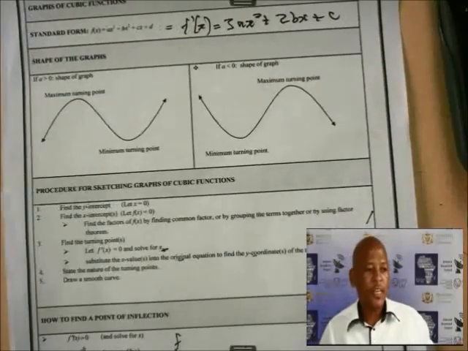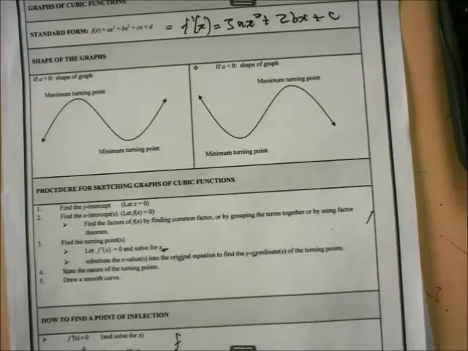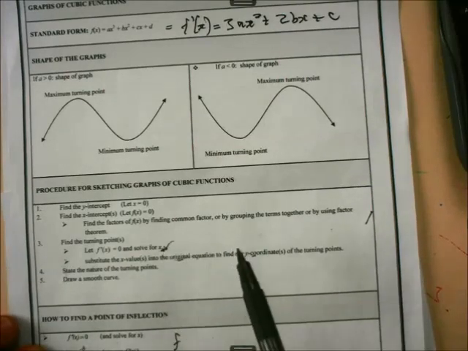The shape of the graph here: if a is greater than 0, your function will increase. If a is less than 0, the function will start decreasing. If decreasing, the first turning point will be the minimum. If increasing, the first turning point will be the maximum. For x intercept, you need to find the factors. First, look for a common factor, group the terms or use the factor theorem. For turning points, you find the derivative, then you let the derivative be 0. Thereafter you solve for x.